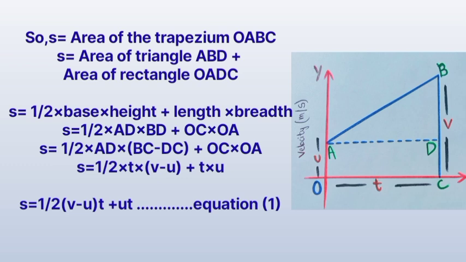So here displacement equals half into base into height plus length into breadth. S equals half into, here base is AD and height is BD, plus length into breadth. Here length is OC and breadth is OA. S equals half into AD into, now this BD here is given by BC minus DC.